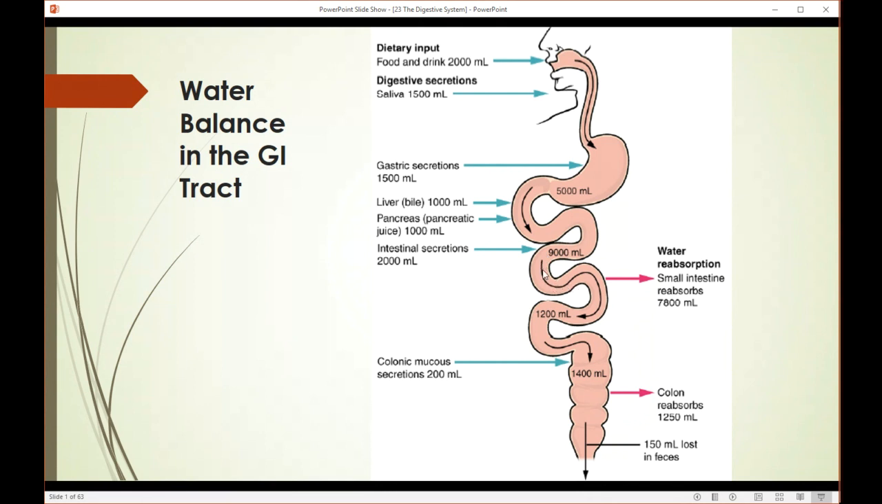But the small intestine is going to reabsorb about 7,800 milliliters. So if you take 9,000 minus 7,800 milliliters, we're left with about 1,200 milliliters that is going to enter into the colon. The colon is going to secrete about 200 milliliters of mucus. But then look at this. The colon reabsorbs 1,250 milliliters. And so only 150 milliliters is going to be lost within the feces, right? Because it's really important that we reabsorb that water. We don't want to lose the water.